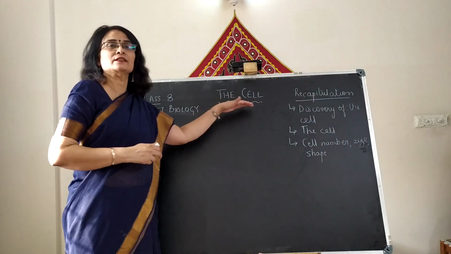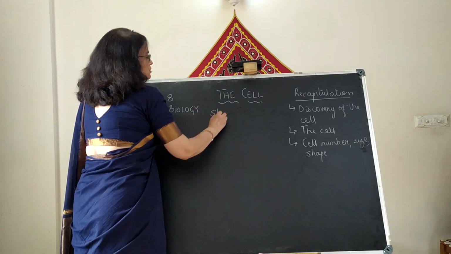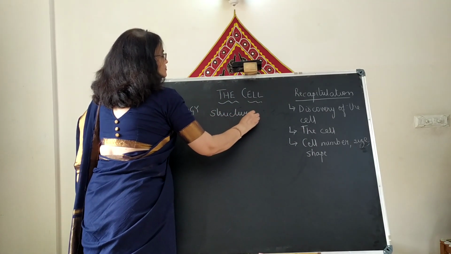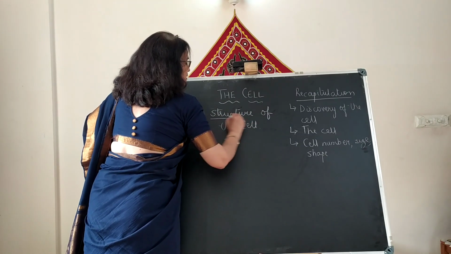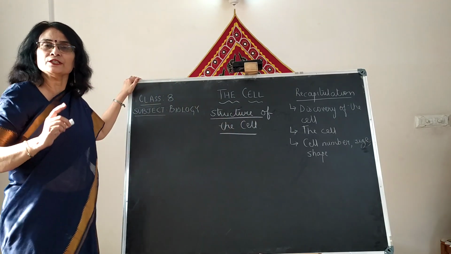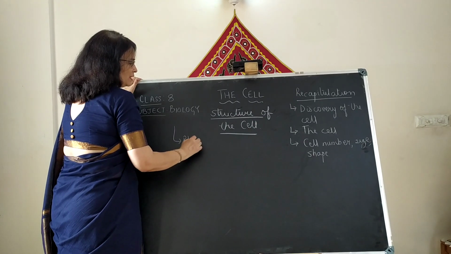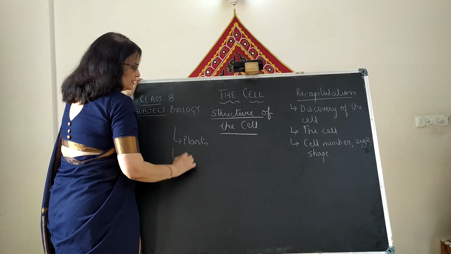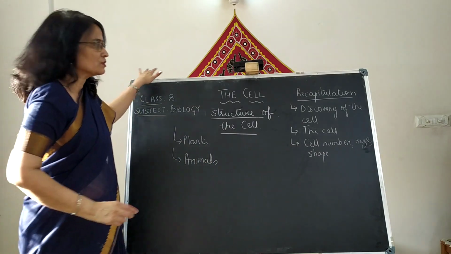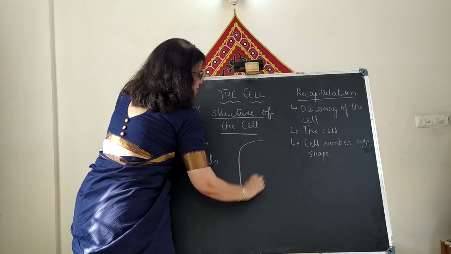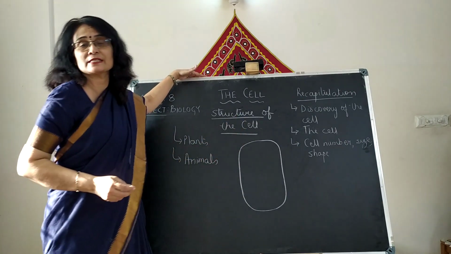Going a little more into the detail of the cell, let us now talk about the structure of the cell in detail. We need to understand that the cells may be from plants, maybe from animals. Let us discuss basic things that are present in a cell. If I consider this as the structure of a cell, let me first talk about a plant cell.